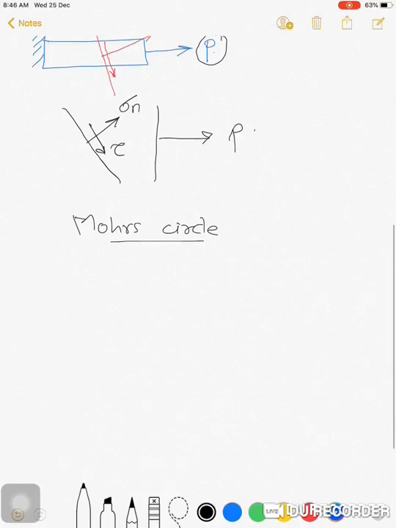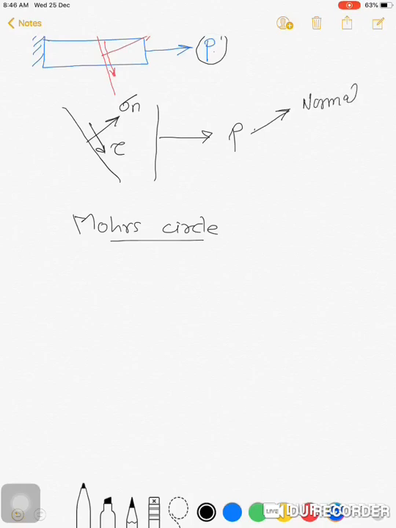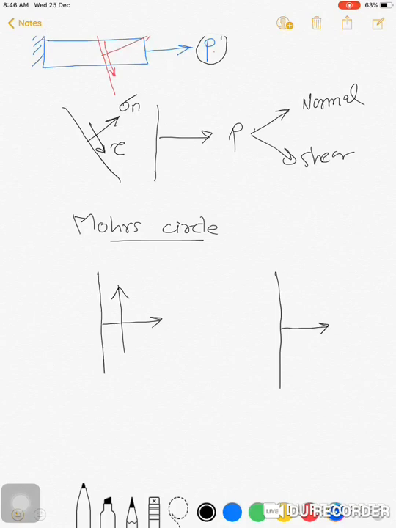Look, this P load gets transformed into a normal component and a shear component. Now consider this is a plane and this is a plane. These are two planes. Now this plane is subjected to a load like this. This plane is subjected to a load like this. This plane consists of a normal as well as shear component, and this plane consists of normal component only.